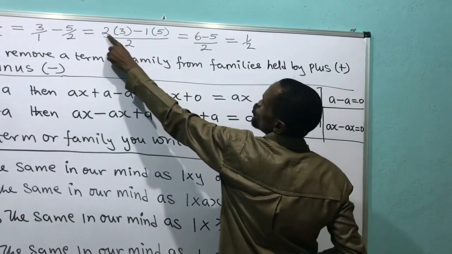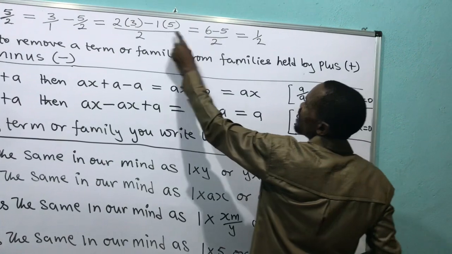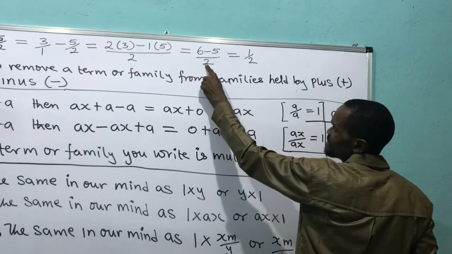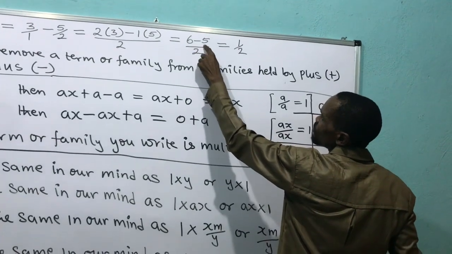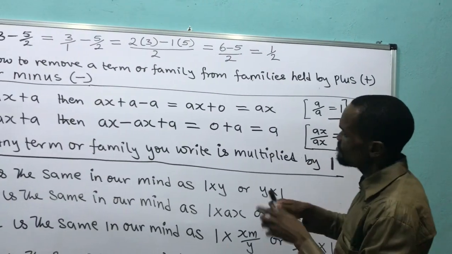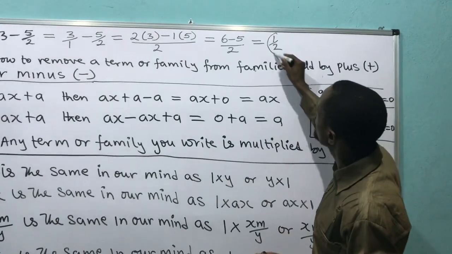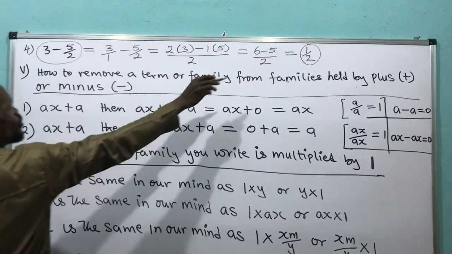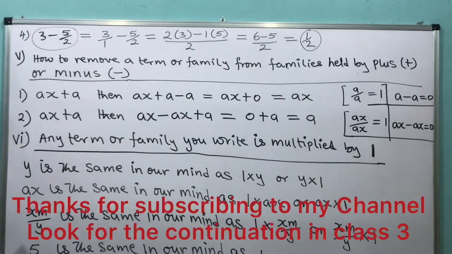Then when I say 2 times 3, it will give me 6. And 1 times 5 will give me 5 over what? 2. Have you seen it now? Then 6 minus 5 will give me 1 over 2. And that has become one family. I have made these two families to be one family. Look at the two families here. I have resolved it to be one family, which is 1 over 2.